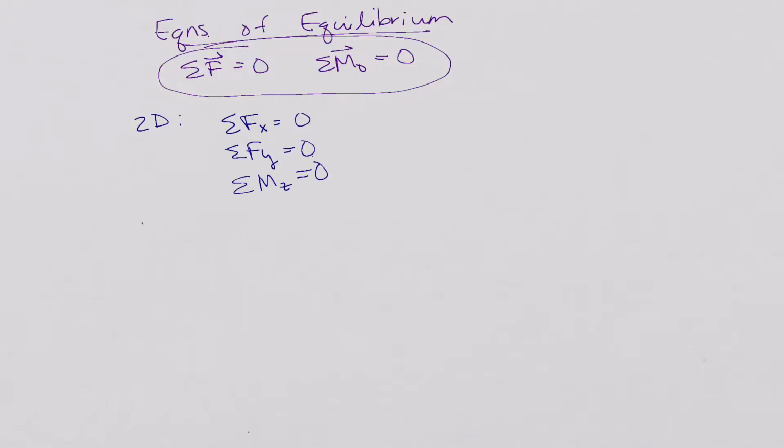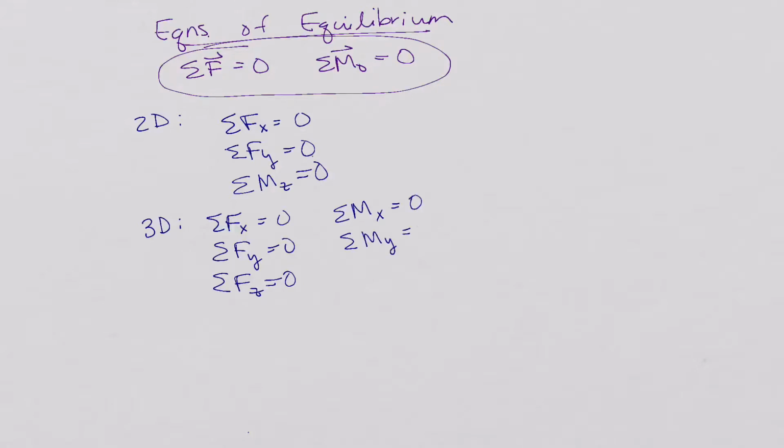If we're in 3 dimensions, we just have more scalar equations we can deal with. So the sum of the forces equals 0. We have sum of the forces in the X equals 0, sum of the forces in the Y equals 0, sum of the forces in the Z direction equals 0. We have the sum of the moments about the X-axis equals 0, sum of the moments about the Y-axis equals 0, and sum of the moments about the Z-axis equals 0. So we can definitely deal with more unknowns in 3D, but a lot of times in 3D we have more unknowns.